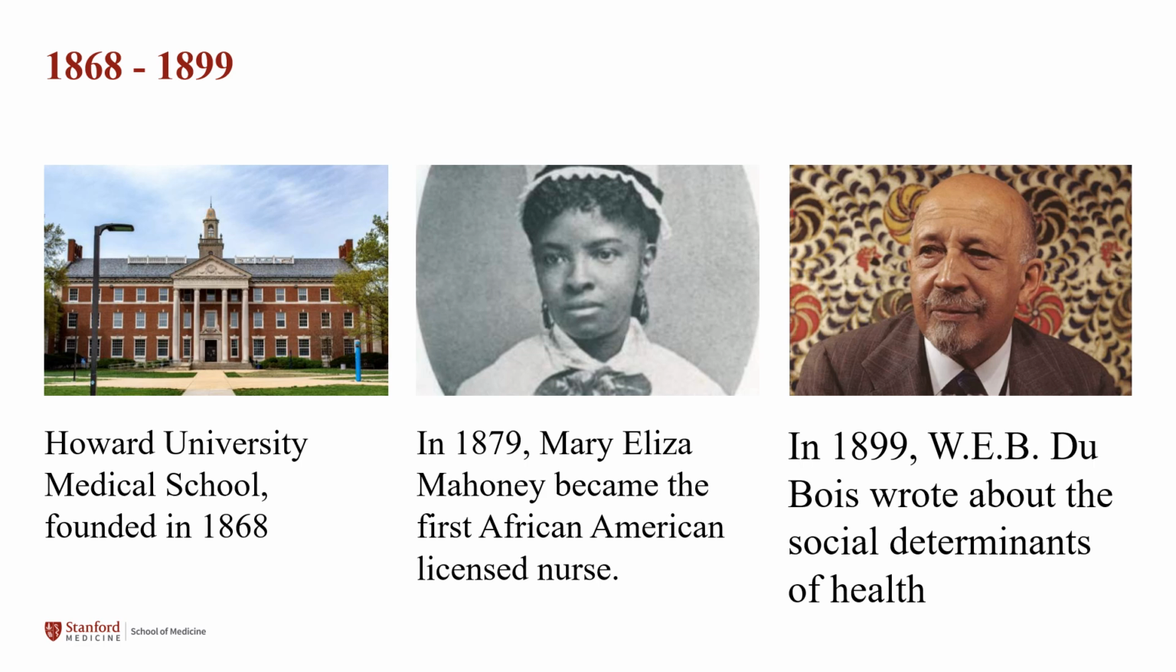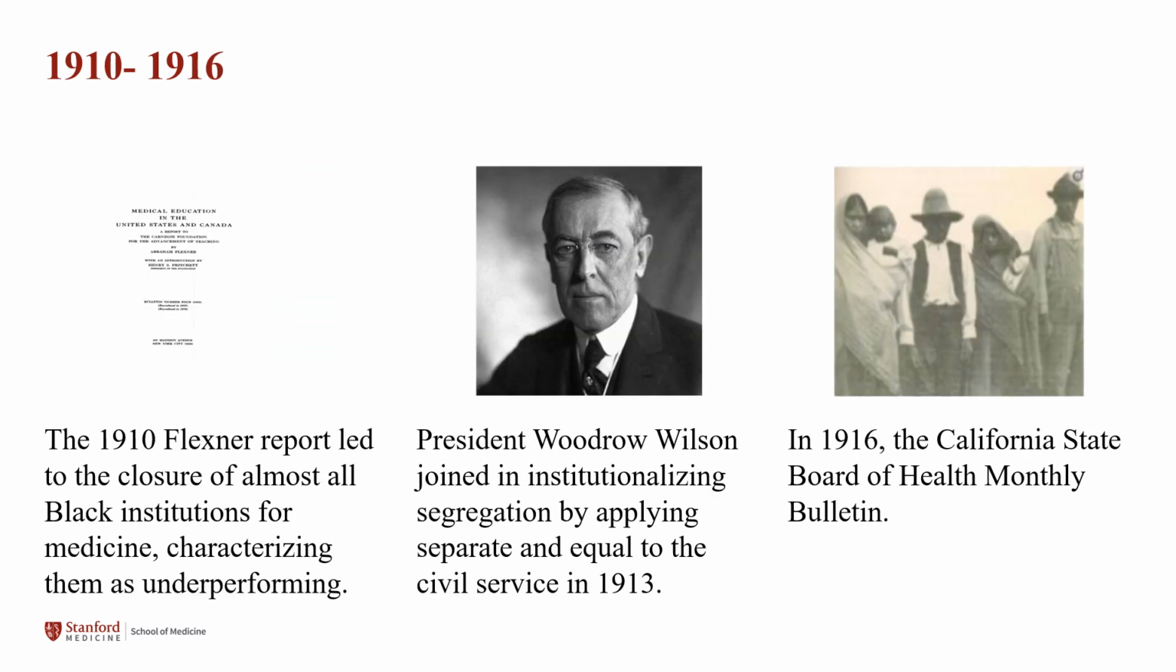In 1899, Webster wrote about the social determinants of health, saying differences in health outcomes for blacks and whites have more to do with living conditions than genetics. In 1910, the Flexner Report led to the closure of almost all black institutions for medicine, characterizing them as underperforming. In 1913, President Woodrow Wilson joined institutionalization of segregation by applying separate and equal to the civil service.